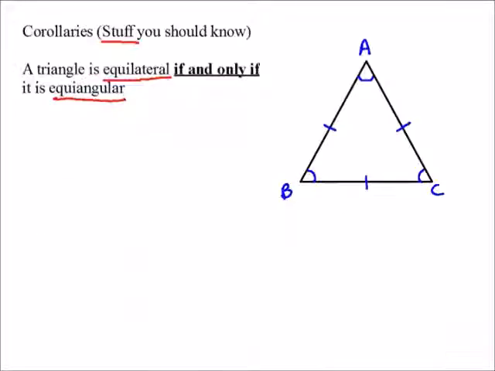Moving on. Corollary. So this is stuff that you just need to know. In any triangle, if it's equilateral, it has to be equiangular. If it's equiangular, it has to be equilateral. So if you know one, then you know the other. If it's equiangular, then you know all three sides have to also be congruent. If it's equilateral, then you know that all three angles have to be congruent as well. Okay? Moving on.